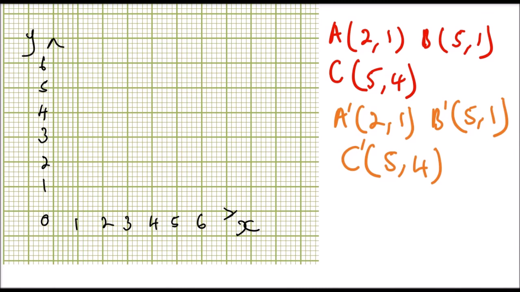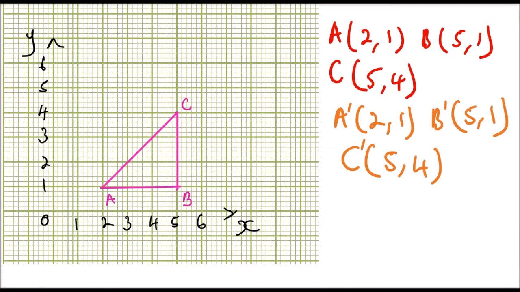So we are going to start with our object. Our A is at (2, 1), so this is where we have our A. Our B is at (5, 1), so that is where we have our B. And our C is at (5, 4), so that is where we have our C. We join the 3 points to come up with a triangle. So that is our triangle ABC.